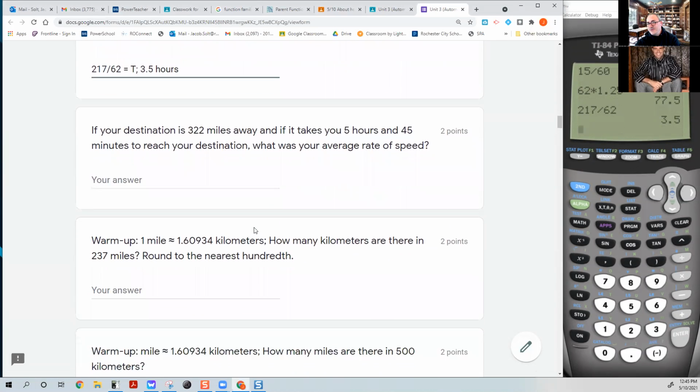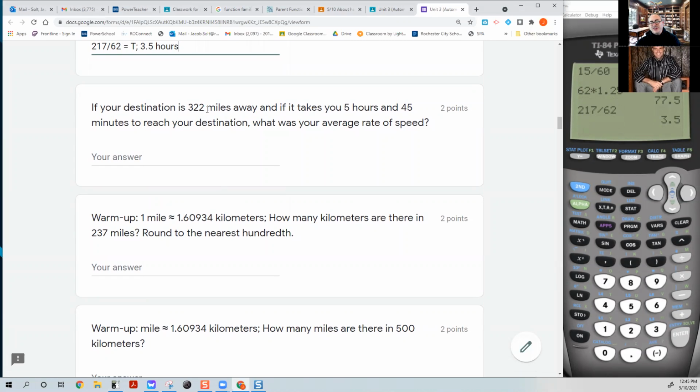All right, another one. Your destination is 322 miles away, and it takes you 5 hours and 45 minutes to reach your destination. What was your average rate of speed? This time we're solving for the rate. Well, the distance was 322. The time was 5 hours and 45 minutes. So it's 5 plus something. It's 5 and some change.